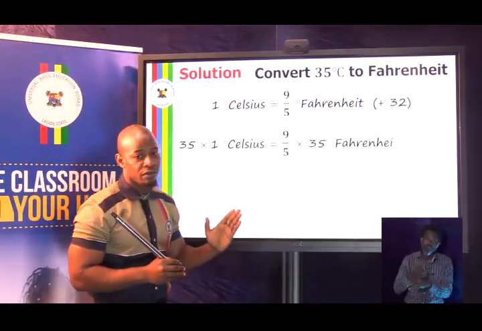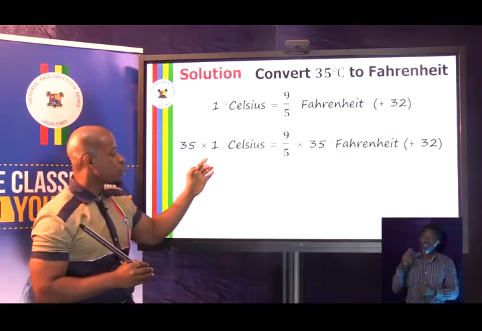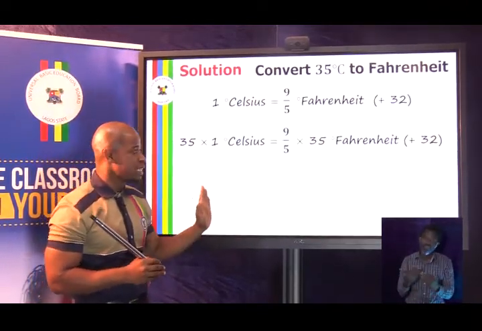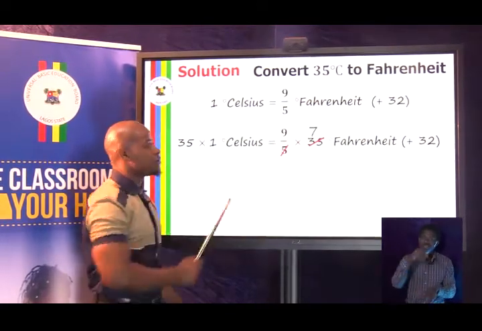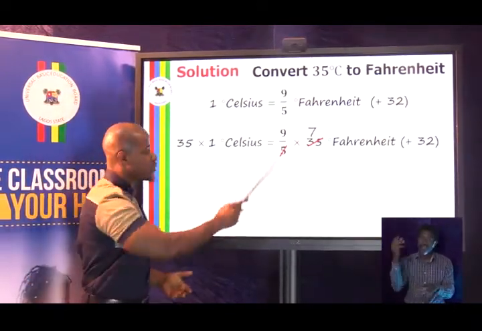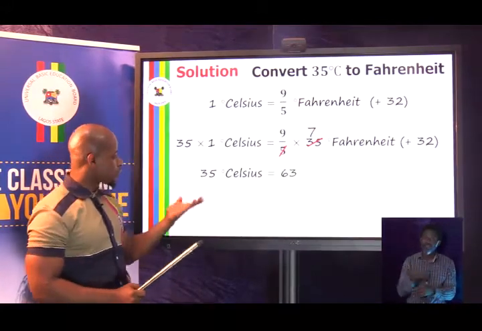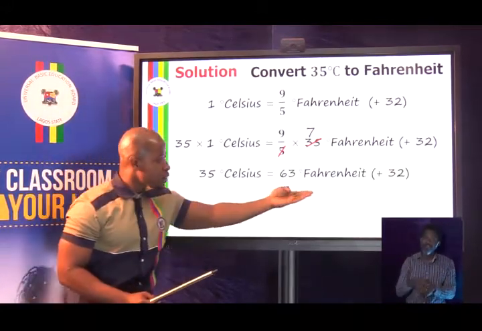Now, since we want to find 35 degrees Celsius in Fahrenheit, we just multiply both sides by 35. So in this case, 35 times 1 is 35. This one is easy peasy. But on this side, we see that 5 can go in 35 7 times. So now 9 times 7 gives us 63. So 35 on the left, 63 on the right.